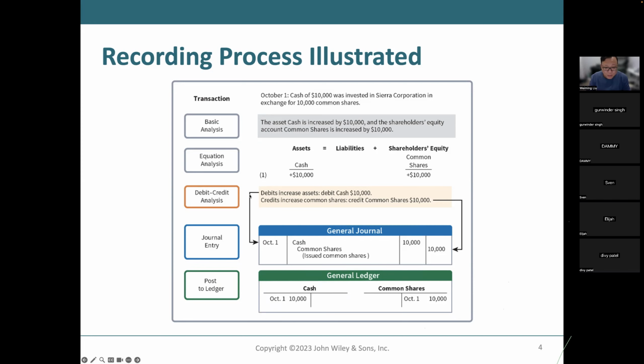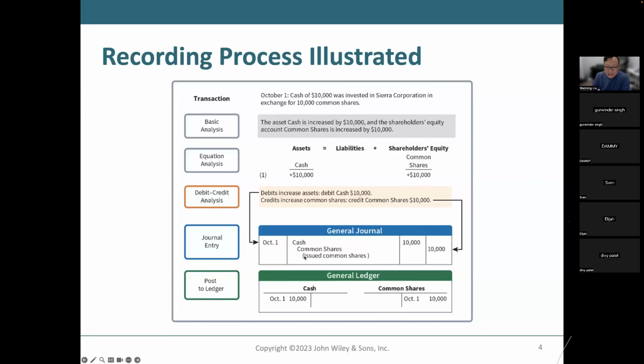And then because the asset side has a normal debit balance, I need to increase my cash. I'm going to debit cash 10,000. Because shareholder equity is an equity account, it has a normal credit balance. So to increase this account, I need to credit my common shares for 10,000. So this is the journal entry. October 1st, I debit cash, credit common shares for the same amount, $10,000. My equation is still balanced. Okay. So that's my journal entry.